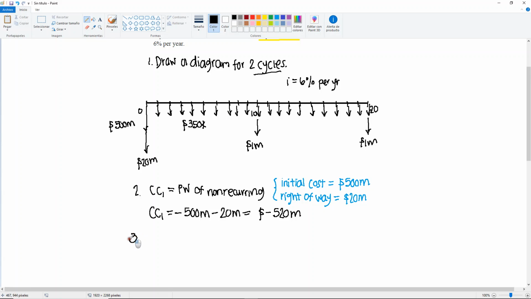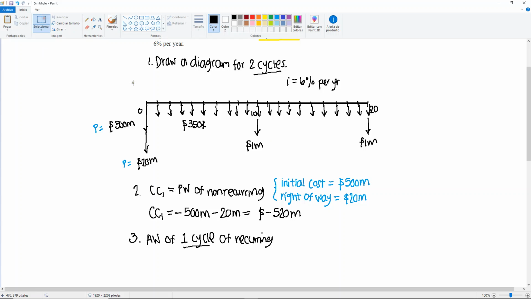Step number 3. Well, let me just, for your reference, let's just say that this is P and this is also P. Okay, so then our next step, number 3, is to find the annual worth of one cycle of the recurring costs. Okay, only one cycle. Okay, so if we only need to find the annual worth of one cycle, then why did we draw the diagram for 2 cycles? Okay, so the only reason why we draw the diagram for 2 of the cycles, if we're only going to be using one, is for you to be able to identify the recurring costs.